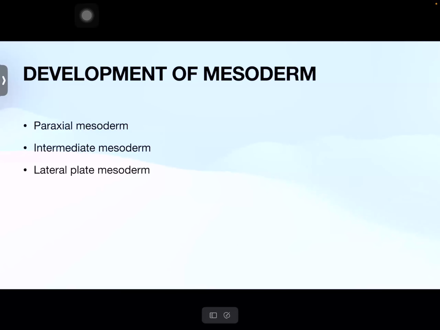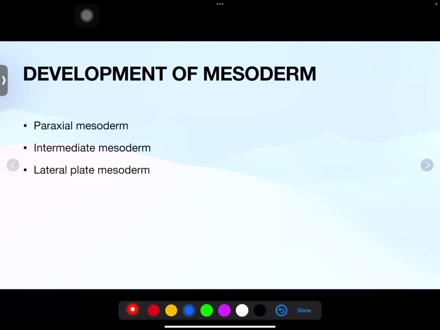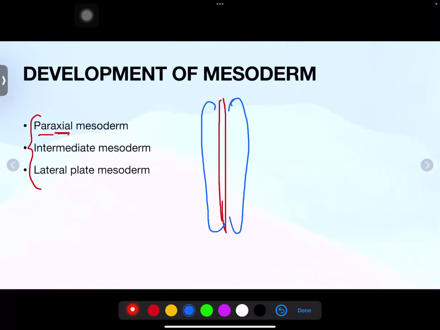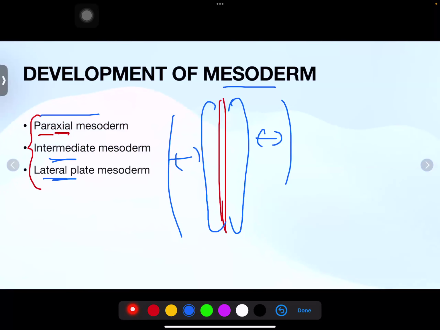Okay, so now the mesoderm. We actually have three types of mesoderm: paraxial, which is near to the axis, so this is the paraxial mesoderm, then the intermediate, and the lateral plate mesoderm. The development of mesoderm is in three parts. So paraxial would be the midline, then the intermediate, and then the lateral plate mesoderm.